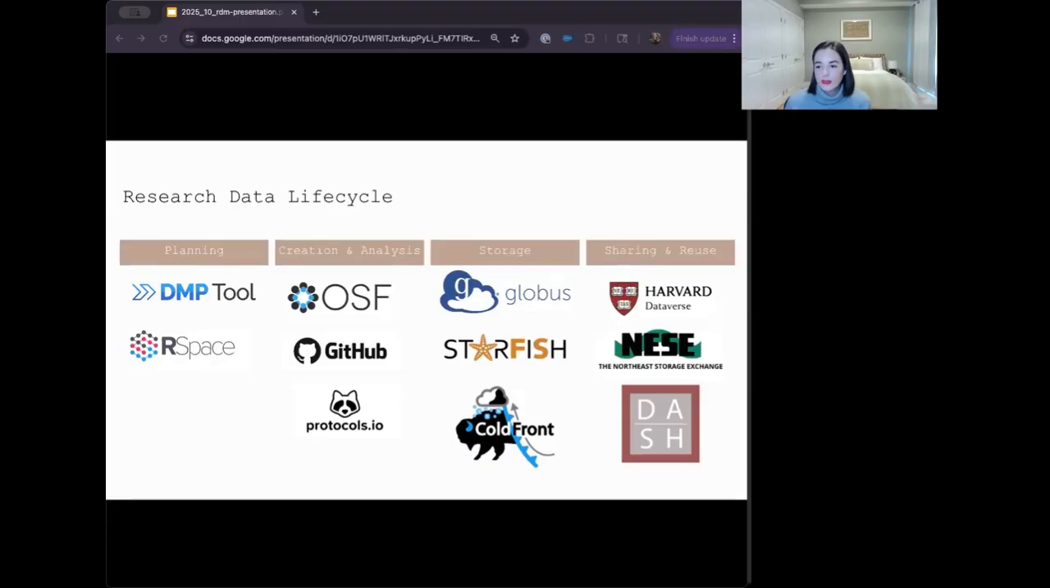You can use tools like Starfish and ColdFront to keep track of your storage. You can use Globus for data transfers. And finally, as you're beginning to share and reuse your data, you can use data repositories like Harvard Dataverse. You can store your data in Nessie Tape, and you can use Dash, which is also that publication repository that's managed by Harvard.